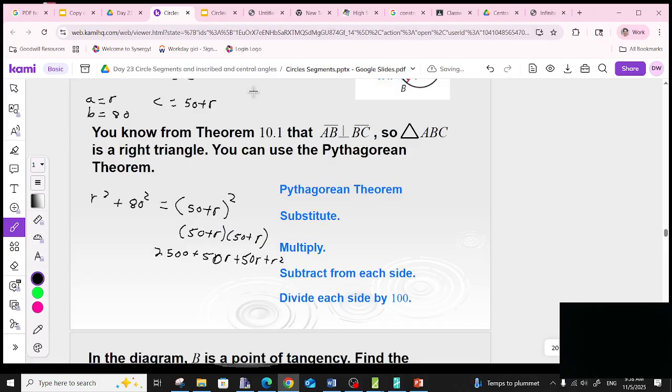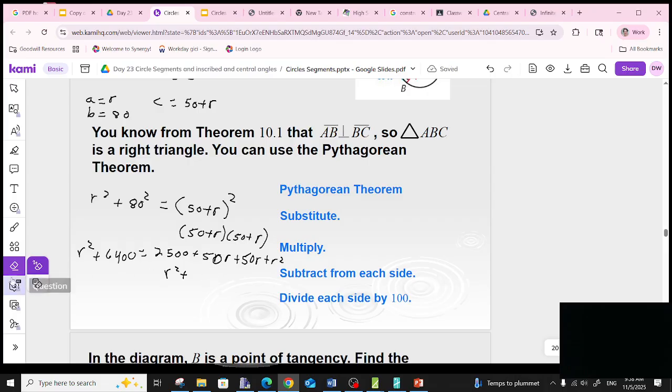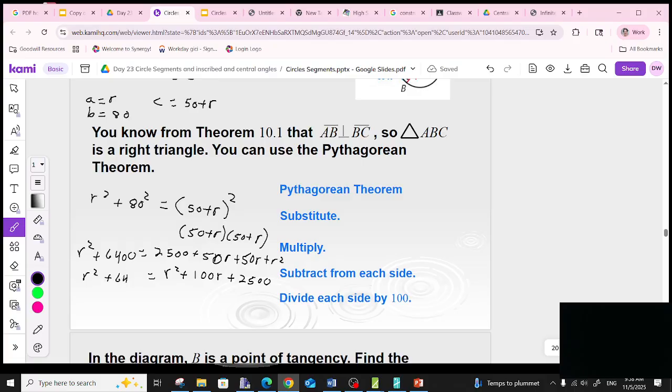So on this side we would get R squared plus 6400. This one would be R squared plus 50R, no, 100R, because I was combining my like terms, sorry. 100R plus 2500 equals R squared plus 6400. How do I solve this?